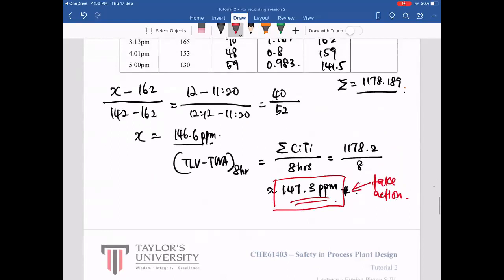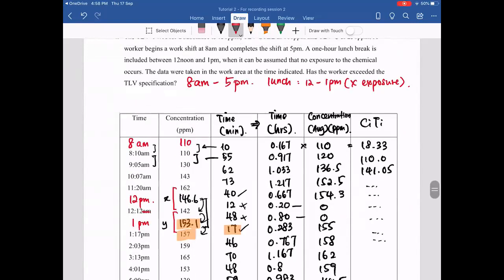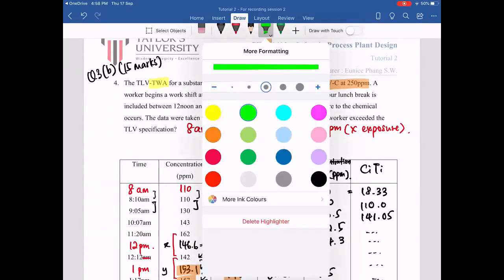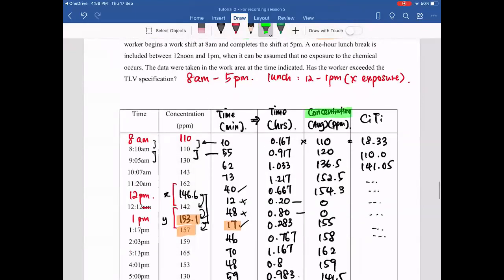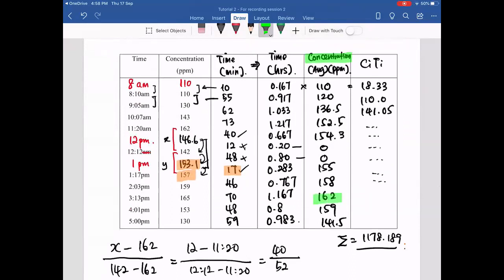So before we start to talk about the actions, we want to look at a few more things here. So now we look at STEL. It says that STEL is 160 ppm. So let me put in some value here. We will look at concentrations here. Anything that is above 160 ppm, we have one here. And exposed for how long? We have exposed for 70 minutes, 1 hour, 1.16 hours.